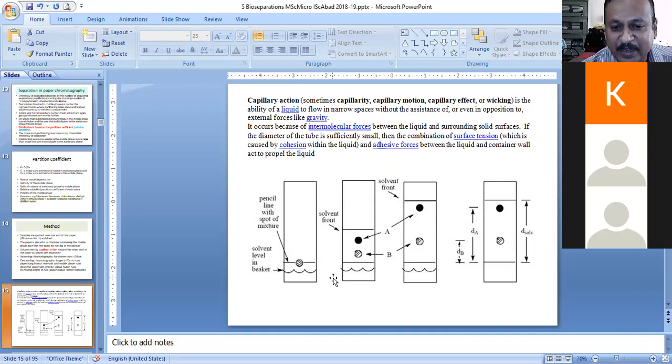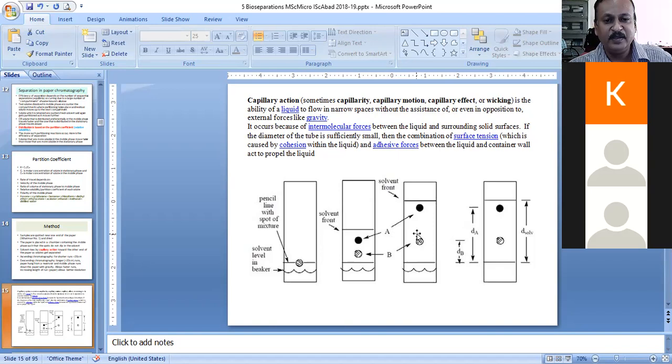Okay, so as the liquid moves, it will carry the sample components along with it. Depending upon the equilibrium characteristics of each sample component, they will get separated from each other. And you will realize here that as the solvent moves ahead towards the other end, the separation is getting better and better. In other words, the longer the strip of paper, the better the separation.